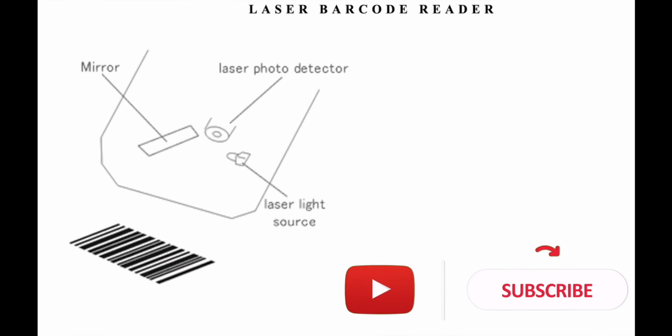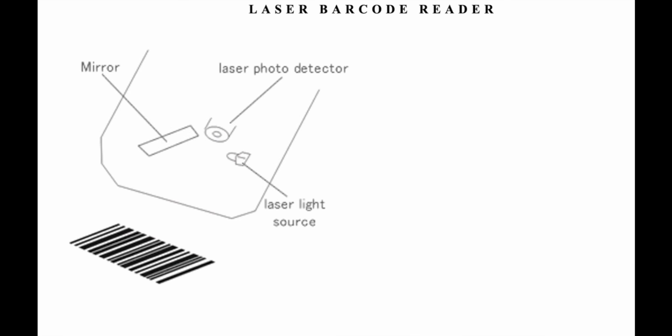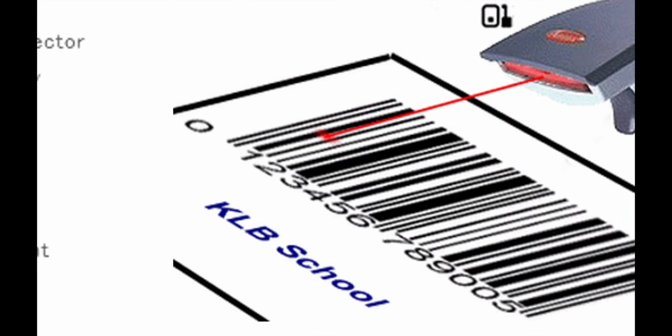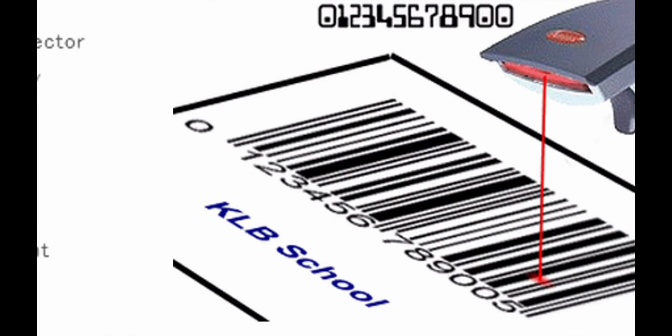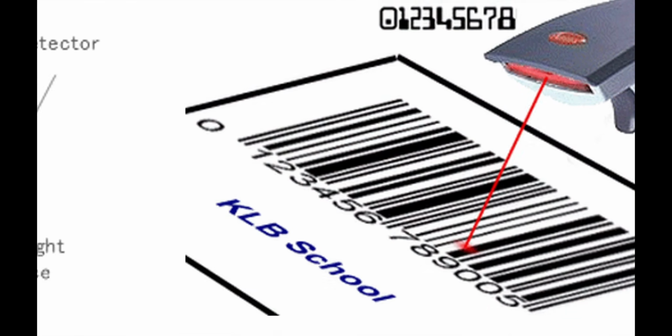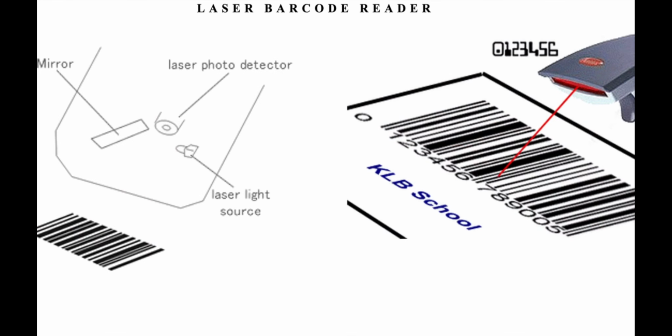What will happen once the reflected light rays are detected by the detector, as you can see in this diagram? All the data in that barcode will be read and shown on a monitor. This is the construction and working of a laser barcode reader.